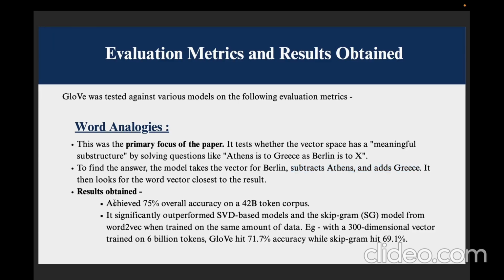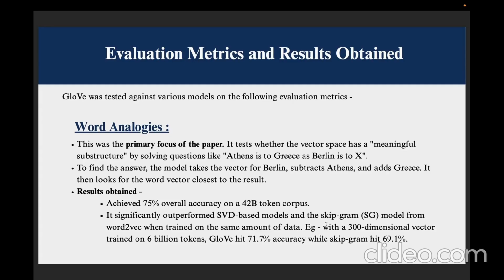The results obtained achieved 75% overall accuracy on a 42 billion token corpus. This was very high as compared to the other models. It significantly outperformed SVD based models and the skip-gram models from Word2Vec when trained on the same amount of data. Let's remember, same amount of data, which shows that data was not a point of variance. Hence, GloVe obviously performed much better.